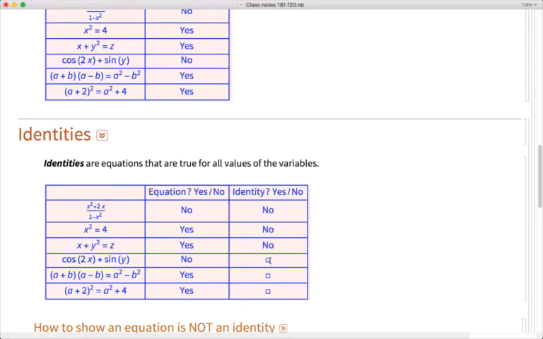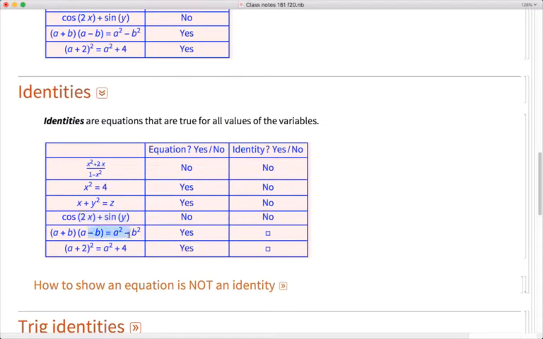Again, this is kind of a freebie here. Sorry I got so negative. This one isn't even an equation, so it can't possibly be an identity. Okay, here's another example. This one was an equation, and yes, this is an identity. This is true for all values of a and b.